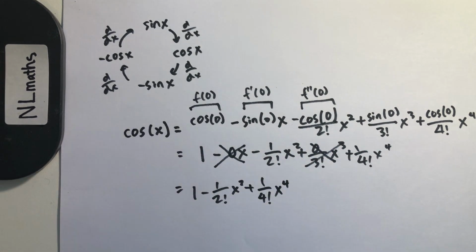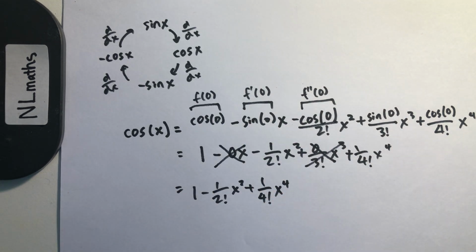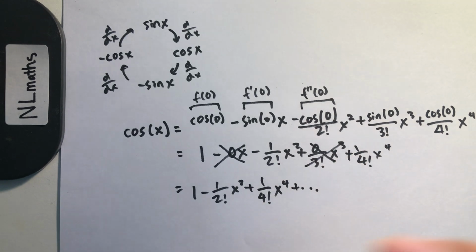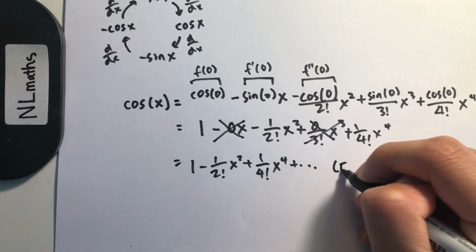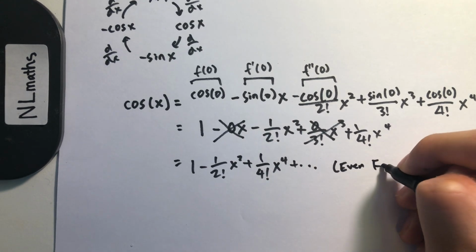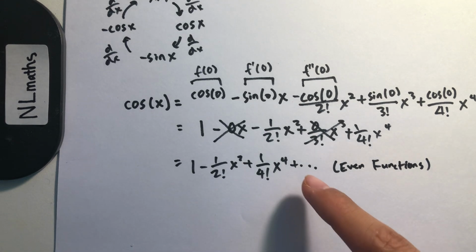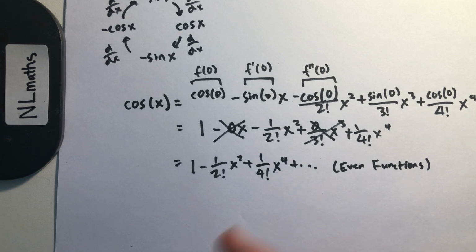And you see that there seems to be a pattern, because cosine of 0 is always going to be 1 and sine of 0 is always going to disappear. So it seems like it's going to go on in even. It's an even function as well. So if I were to predict how this is going to continue, it's going to be maybe minus 1 over 6 factorial x to the 6 plus 1 over 8 factorial x to the 8. And that's cosine of x.